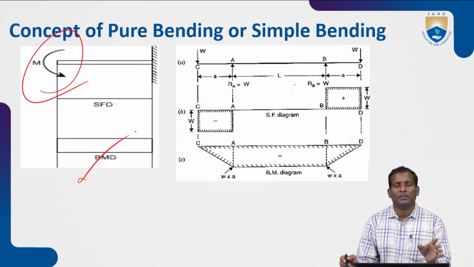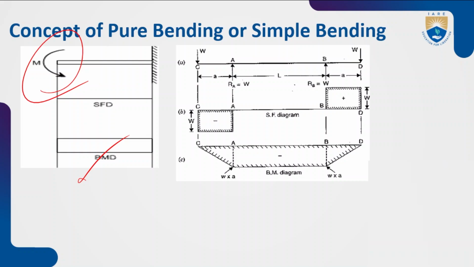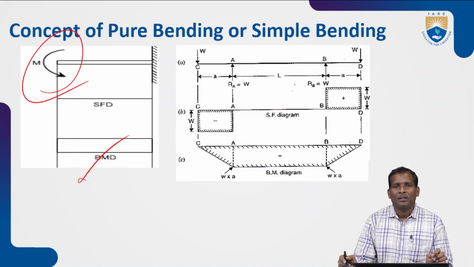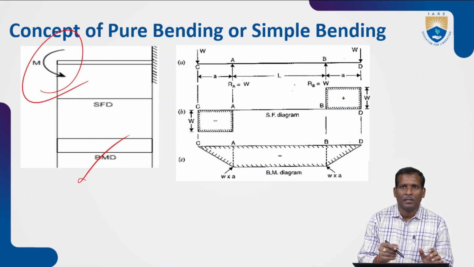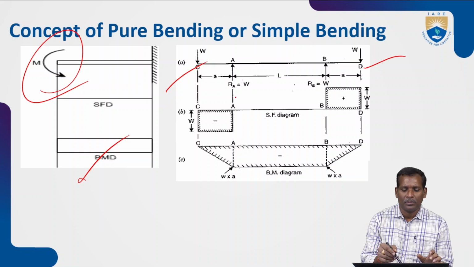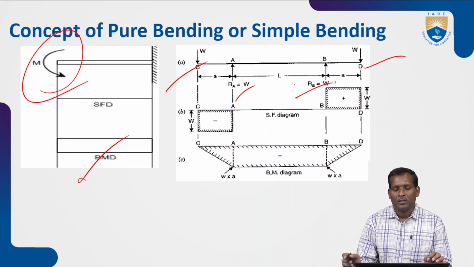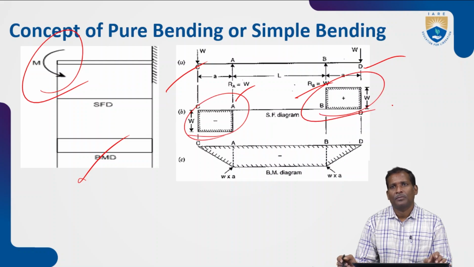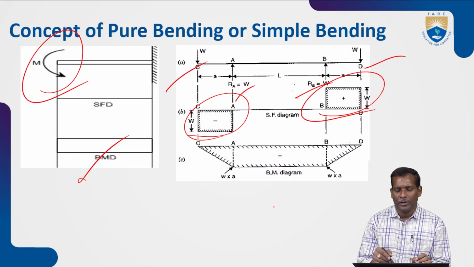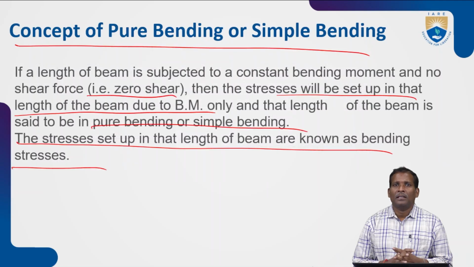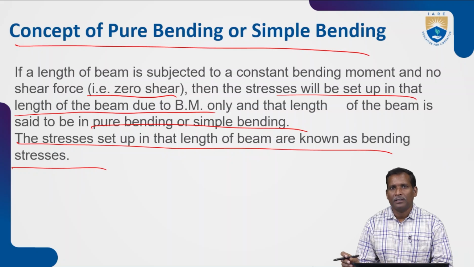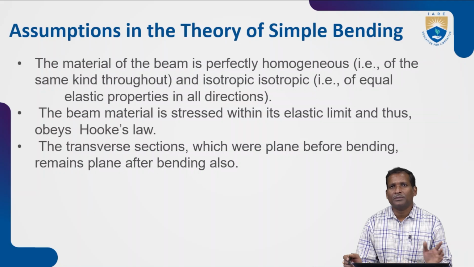The shear force diagrams and bending moment diagrams we have already seen in the shear force and bending moment diagram topics. So in this diagram, see in this beam, the loads are applied at C and D, and the reaction forces are RA and RB. The shear force diagram is drawn like this. The shear force changes its sign from positive to negative, and the bending moment is a negative bending moment. So the stresses set up in that length of beam are known as the bending stresses. That particular beam is called pure bending or simple bending. Clear?